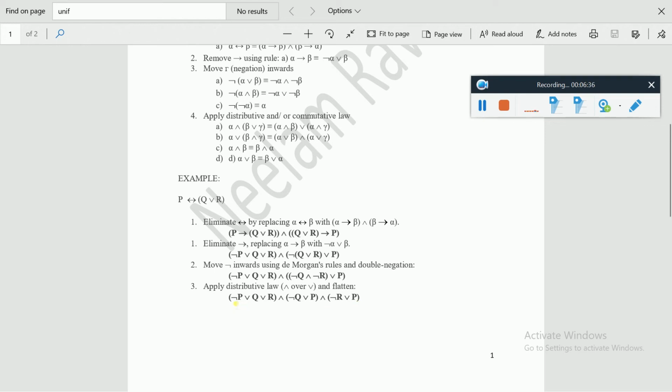Now you can see that these are our clauses, or you can say disjunctions of literals, and they have been conjuncted with each other. So you can see the result is a conjunction of disjunctions of literals. So this is now in CNF. So I hope it is clear to you how we can convert any propositional logic well-formed formula into the clausal normal form or conjunctive normal form.